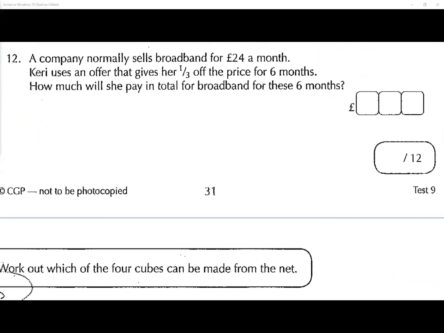Okay, right. Iman, carry on with this question, please. Read. A company normally sells broadband for £24 a month. Kerry uses an offer that gives her 1/3 of the price for 6 months. How much will she pay in total for the broadband for these 6 months? Okay, so she's getting a third off. So if you went straight into the question, you've done £24 divided by 3, and that's the third that she's saving. So what's 24 divided by 3?